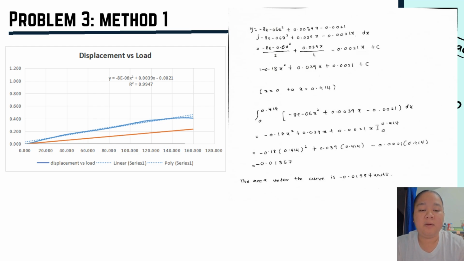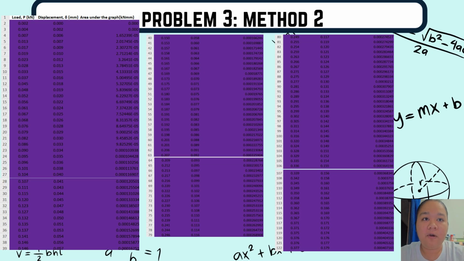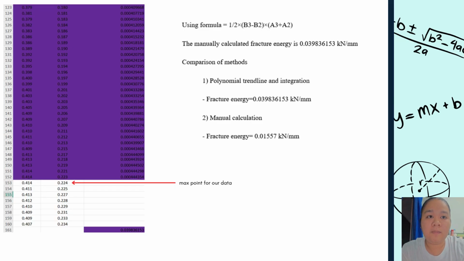So for the manual calculation, we got the area under the curve equal to negative 0.01557 units. So for problem 3, method 2, as we see here, this is the data that we got in the third column. For method 2, by using a formula, we need to calculate it in Excel using the formula equal to 1 over 2 times B3 minus B2 times A3 plus A2.